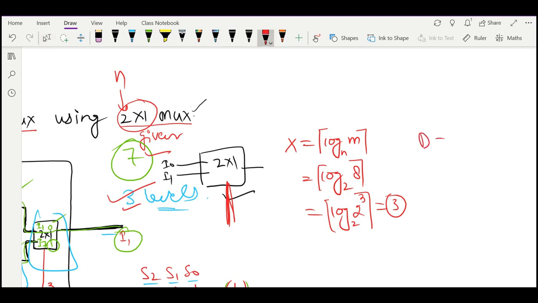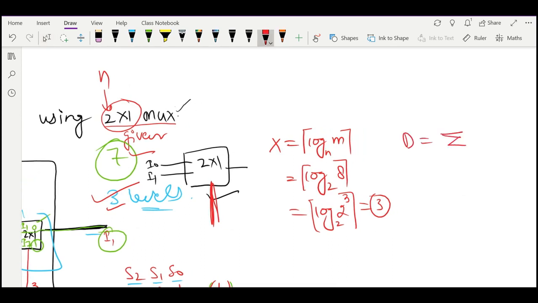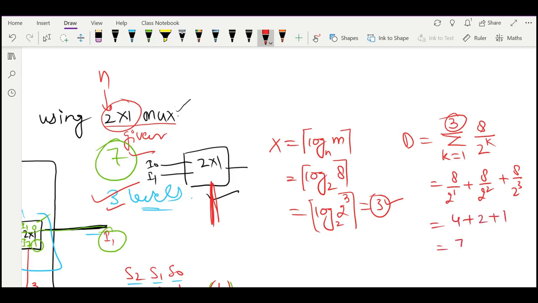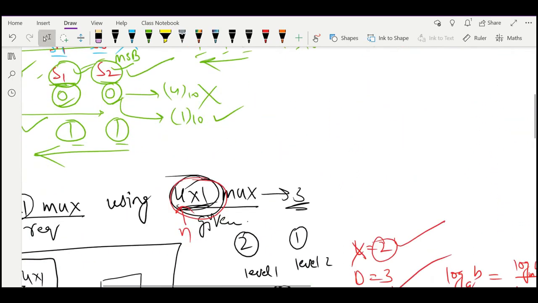Now if we calculate the total number of muxes required, so summation of k equal to 1 to 3, which is the number of levels, and m is 8 divided by n, which is 2 to the power k. So this implies 8 divided by 2 to the power 1 plus 8 divided by 2 to the power 2 plus 8 divided by 2 to the power 3. We have to go till 3. Now, if you see this, this is 4 plus 2 plus 1 which is 7. So, we have 7 muxes requirement. Okay. This is how we can solve the questions of requirement of muxes and levels required by these formulas.